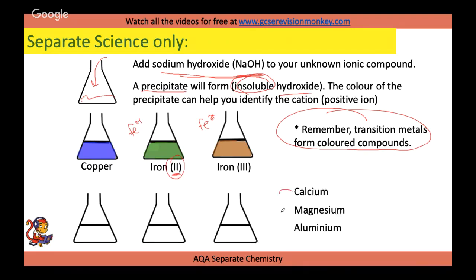Now there's three that all make white precipitates, and they are calcium, magnesium and aluminium, so that's not particularly useful. And if you had a white precipitate, you'd have to do further tests to identify which one it is.